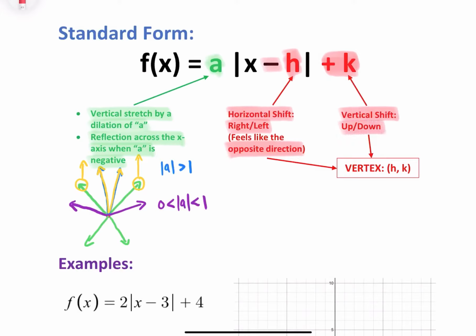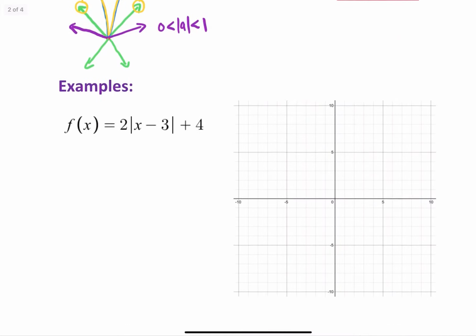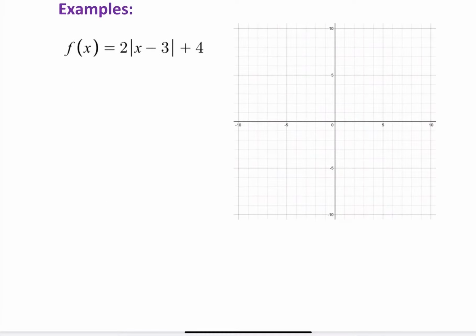If it says minus 2, I'm going to go down 2. Now, the h and the k together will give us our vertex. So that's our starting point when it comes to graphing. All right, so we're going to take a look at a few examples here, and each one will be slightly different so that we can see how these characteristics are being played out.